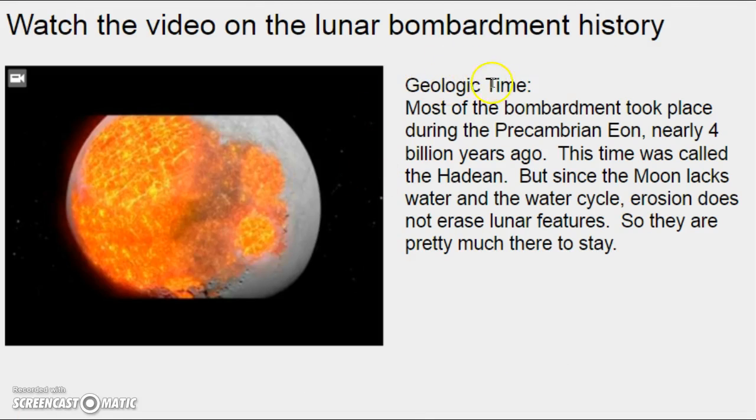Now, let's go back and take a look at geologic time for a second. Most of the lunar surface, right, we can see has these craters on it. Now, I encourage you to watch this video. But the bombardment that took place during the Precambrian eon, over 4 billion years ago, this was called the Hadean on Earth. In the Earth phase, we call this Hadean, hell on Earth. But since the moon lacks water and the water cycle, erosion does not erase the lunar features. So they're pretty much there to stay.